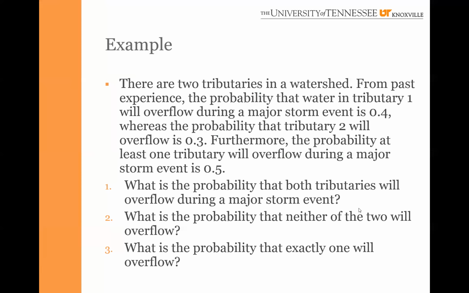Everybody knows what 0.5 is, right? So let's say that 0.4 is P of A, 0.3 is P of B. What is 0.5? A union B. Good.